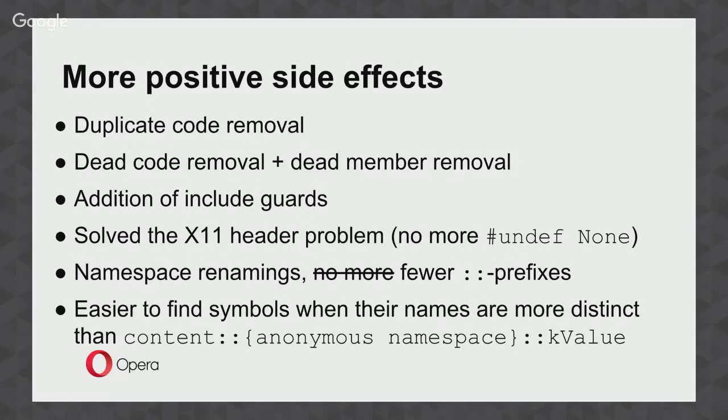We also, in the process, while doing this, ended up doing lots of other positive changes to the code. We found duplicate code that we removed, mostly helper functions and nothing really big. We found dead code that we removed because it caused certain linking errors. We cleaned up the code, adding include guards, much easier to handle the IPC headers nowadays. We solved the conflict between X11 headers and the dtest, and lots of other similar things.